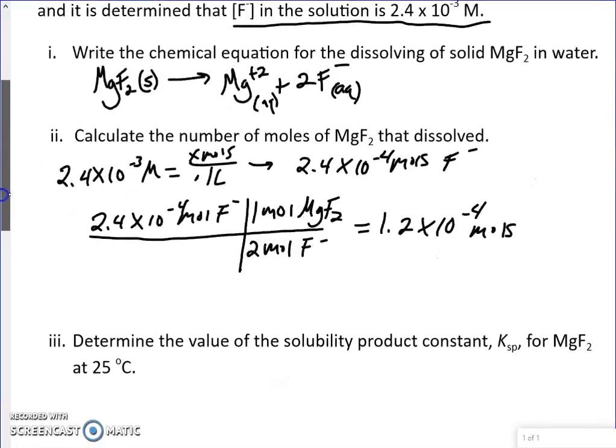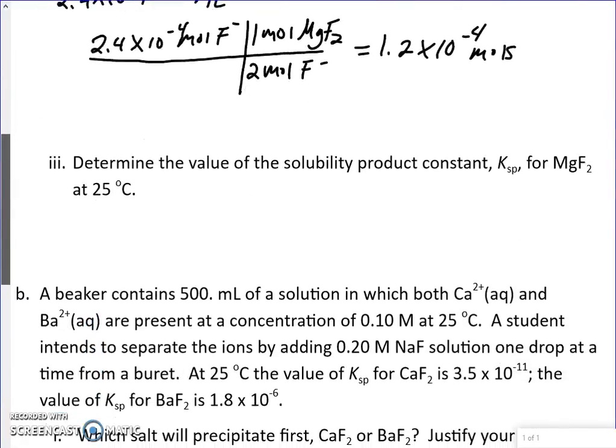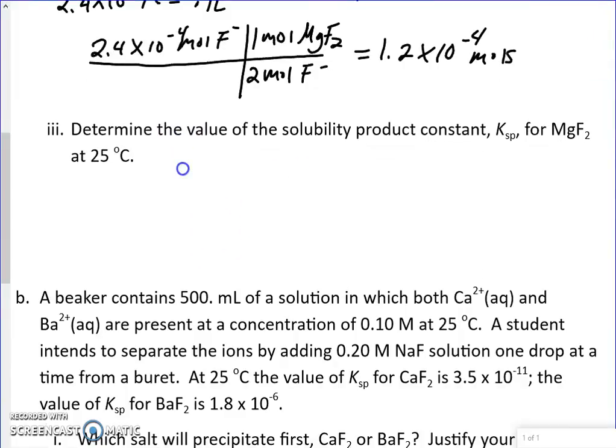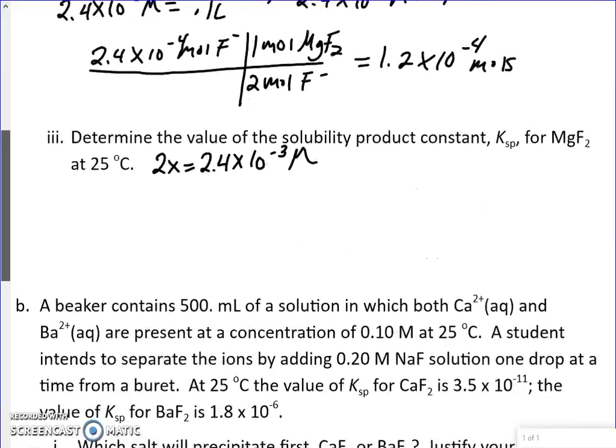Okay, let's move on. Part 3 of A, and yes, we are still on A, is asking us to calculate the solubility product constant. So this is one reason why doing the ice table is handy, because you already have those values. So if we remember back, we said 2x is equal to the 2.4 times 10 to the negative third molar, and that came from our fluorine ion concentration. And we can do our ice table again if that helps to see it.